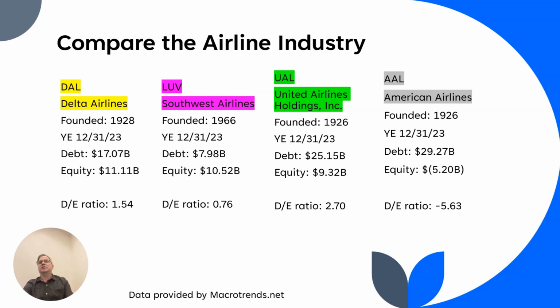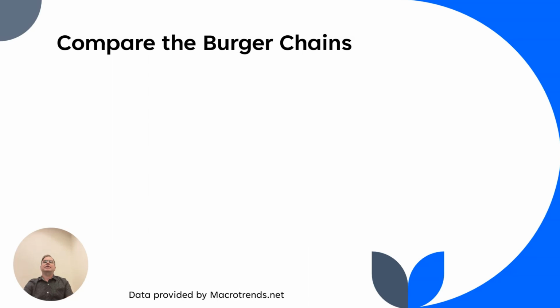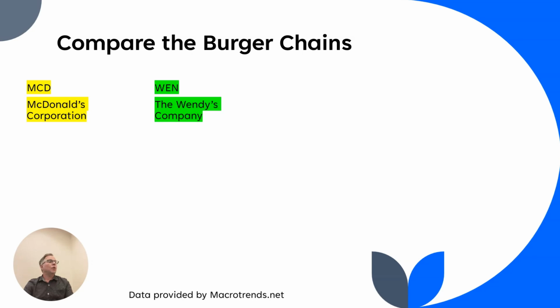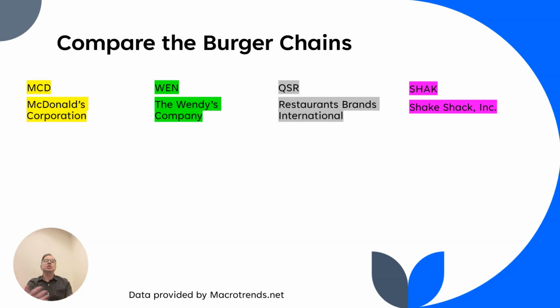One last comparison of industries. Burger chains, right? So we've got McDonald's. We're going to bring in Wendy's Corporation. We're also going to look at the Burger King entity, which is owned by Restaurant Brands International. And then we'll take the newer Shake Shack, and let's compare these. McDonald's was founded in 1955. Wendy's was founded in 1969. Shake Shack was founded in 2004.